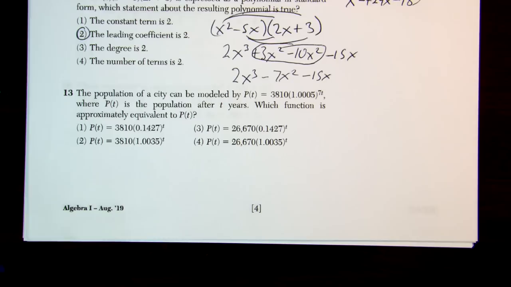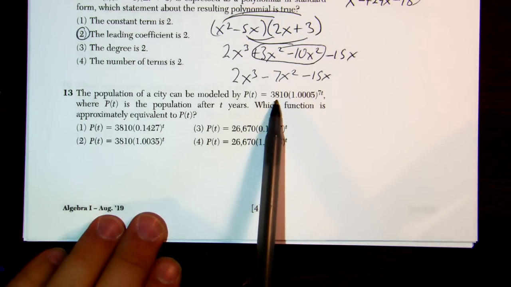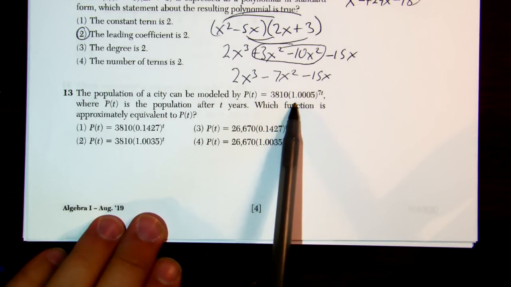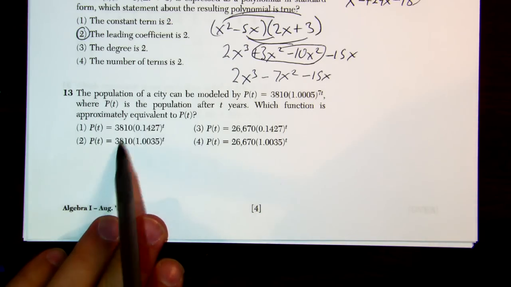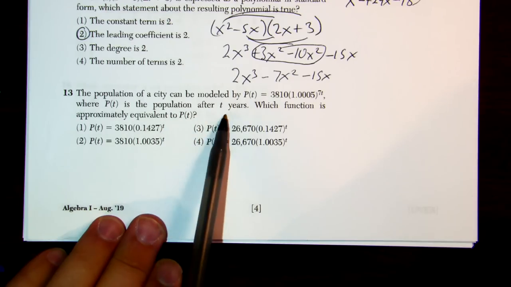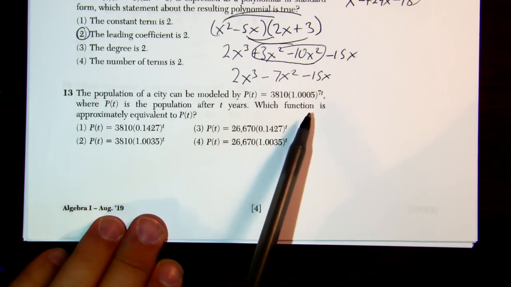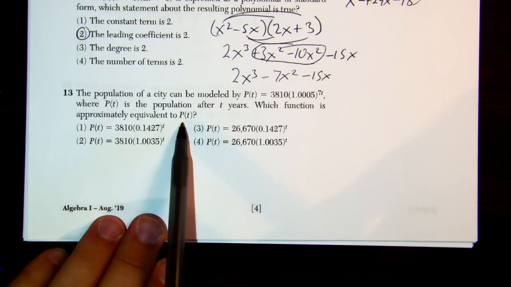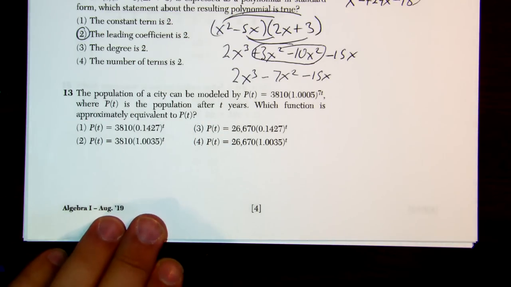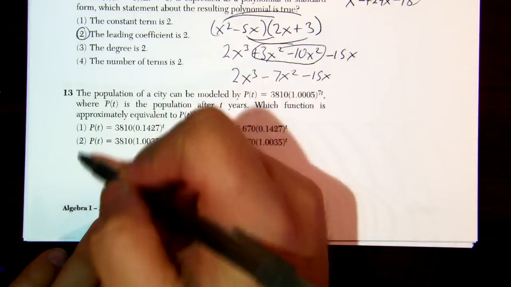Okay, moving on. The population of a city can be modeled by P of t equals 3,810 times 1.0005 to the 7t, where P of t is the population after t years. Which function is approximately equivalent to P of t? Okay, the answer here is going to be choice 2.